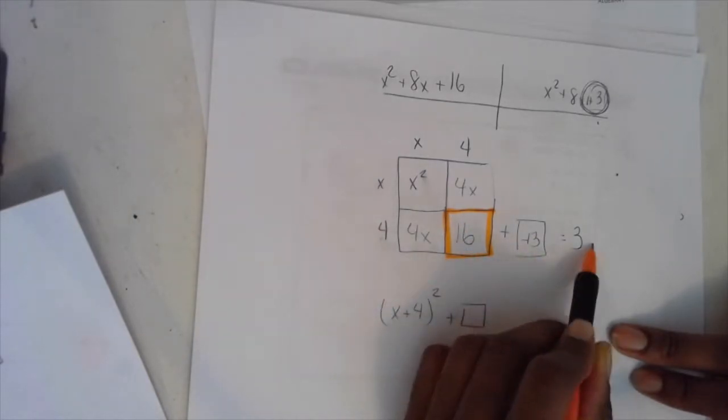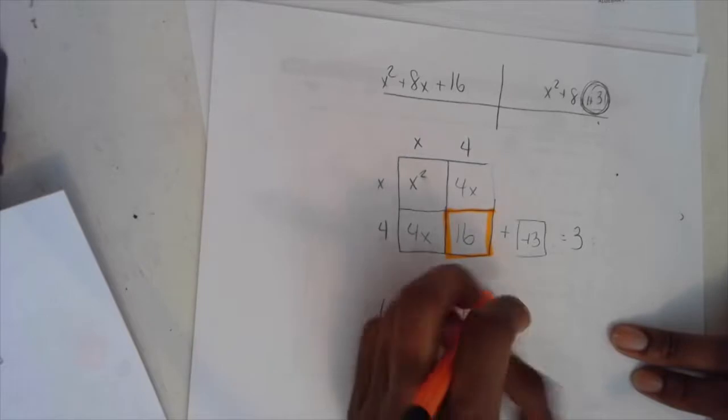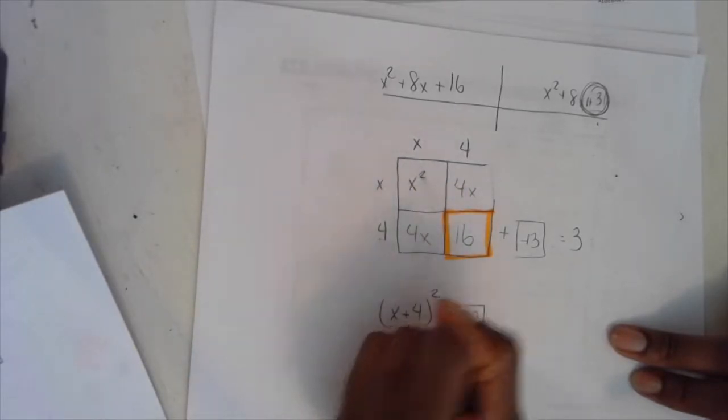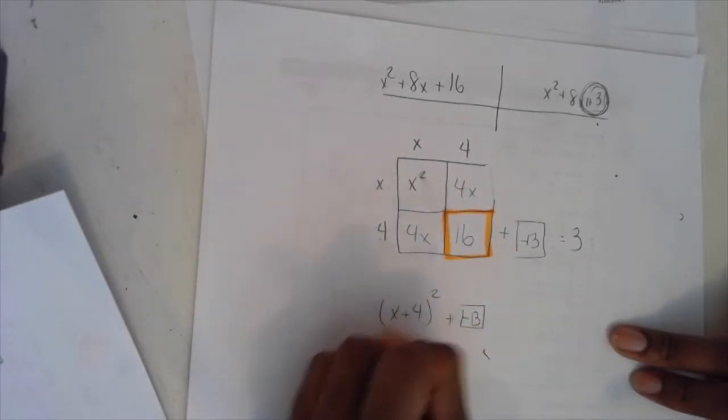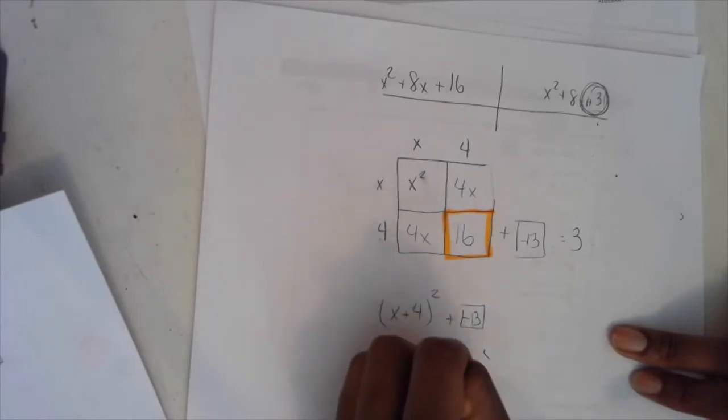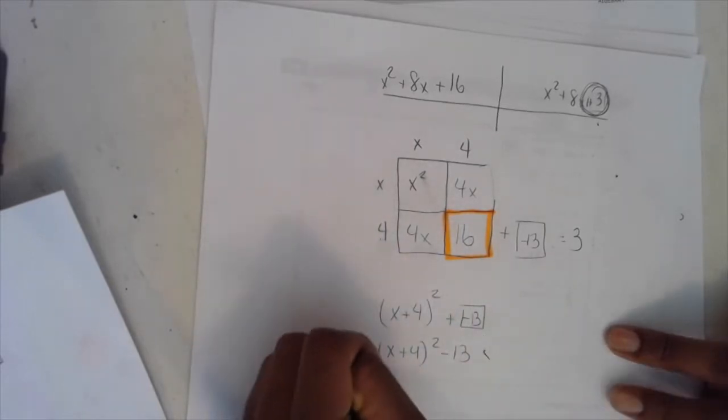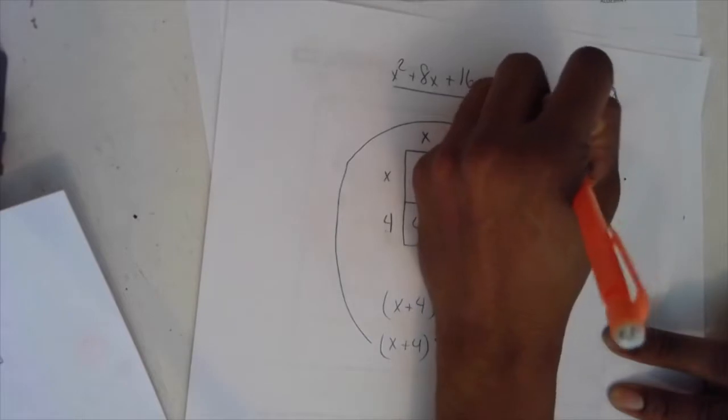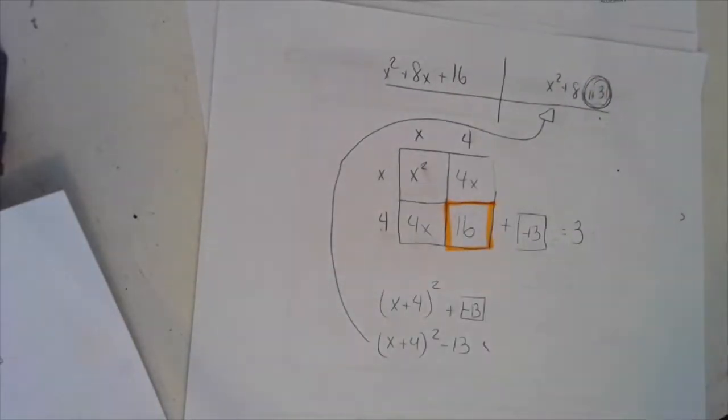Because 16 minus 13 would give me 3, or negative 13. So I may say x plus 4 squared minus 13 is equivalent to this part right there. So that's what I'm thinking.